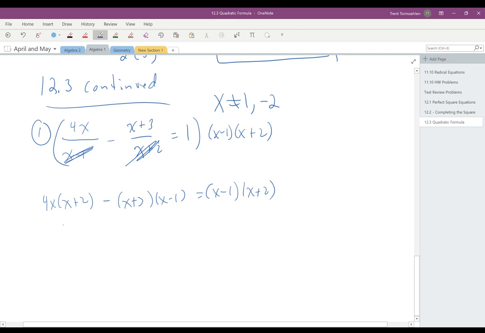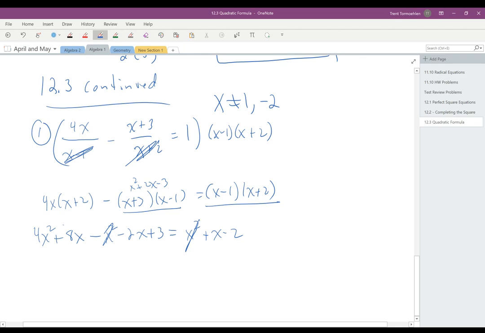We need to go through and simplify all this, so that is going to be 4x squared plus 8x minus this would give me, what, x squared plus 2x minus 3. And so that's going to give me minus x squared minus 2x plus 3. When I multiply this out, I get x squared plus x minus 2. I'm going to subtract x squared.